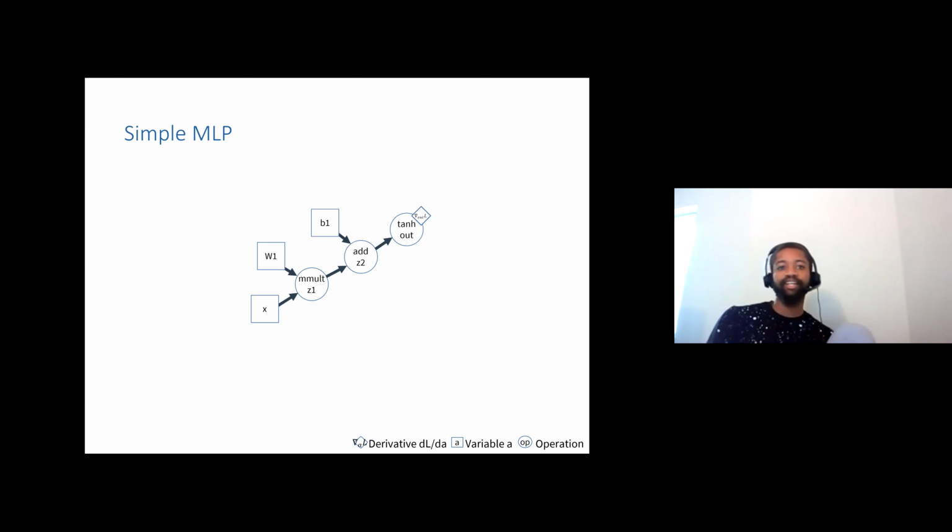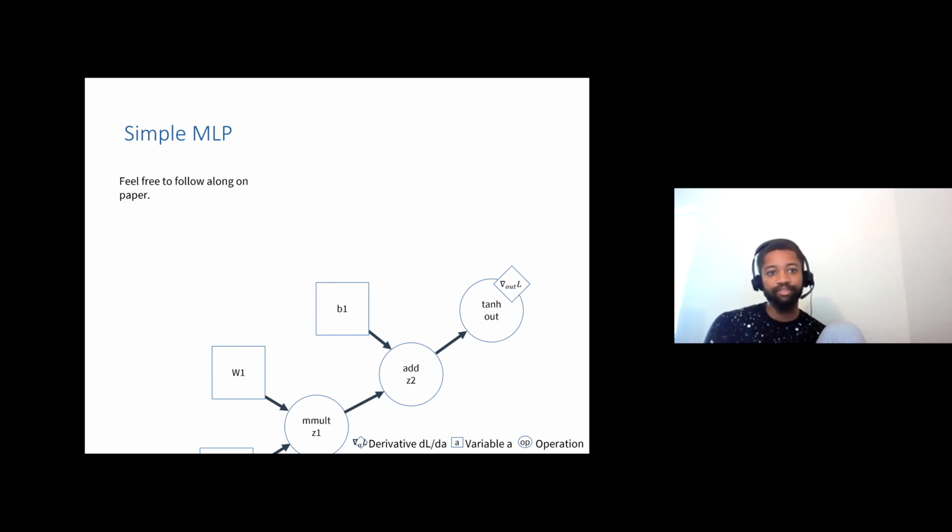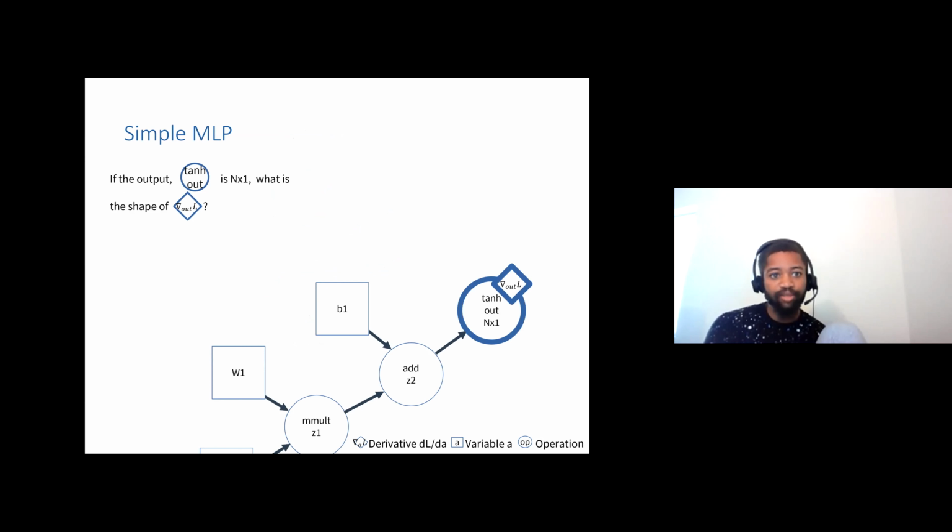So we're back at our simple MLP now, and we're going to perform the graph search from the end and update derivatives as we go. DFS is the easiest, and that's kind of what Jacob demonstrated, so we're going to use that. Feel free to follow along on paper or not. So first question, if the output is n by 1, then what would be the gradient of the loss with respect to the output?